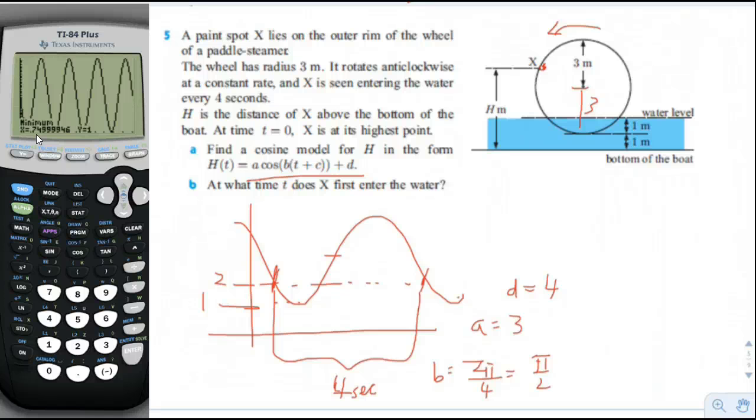Number 5. A paint spot X lies on the outer rim of a wheel of a paddle steamer. The wheel has a radius of 3. It rotates anti-clockwise at a constant rate, and X is seen entering the water every 4 seconds. So remember our general cosine formula. It looks like that. Let's try to figure out A, B, and D. Okay. So for example, A we can figure out is 3 because the radius of the wheel is 3. It's going to be going up 3 and down 3. Okay, so A is 3.